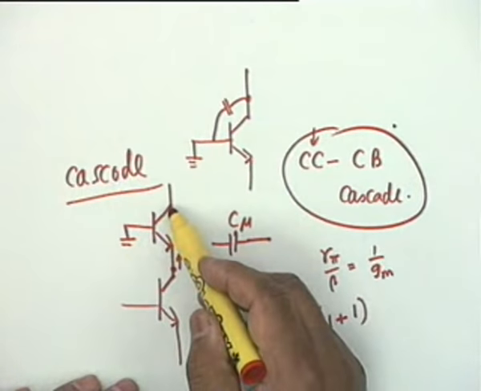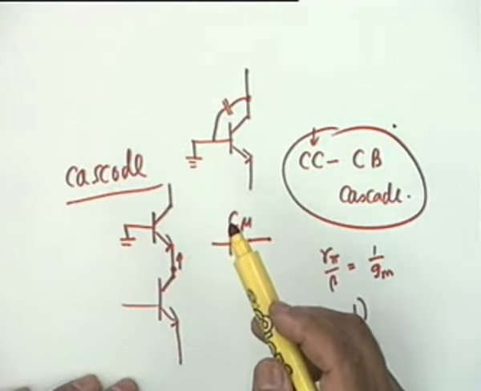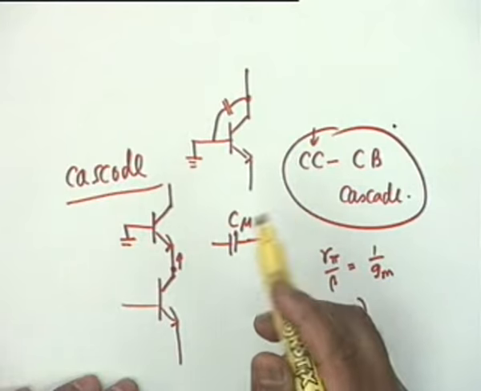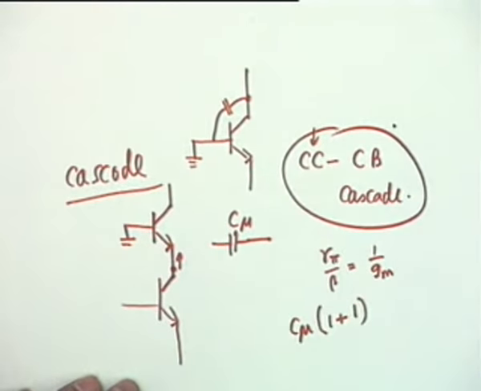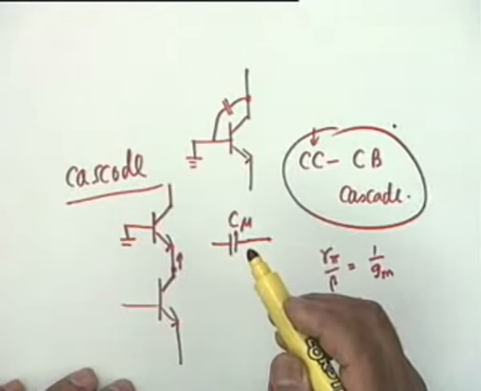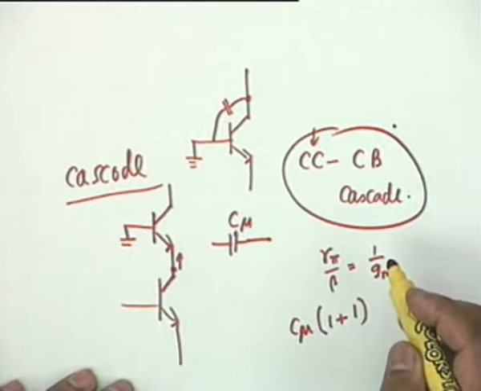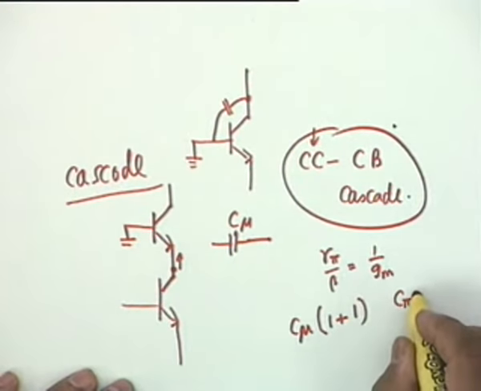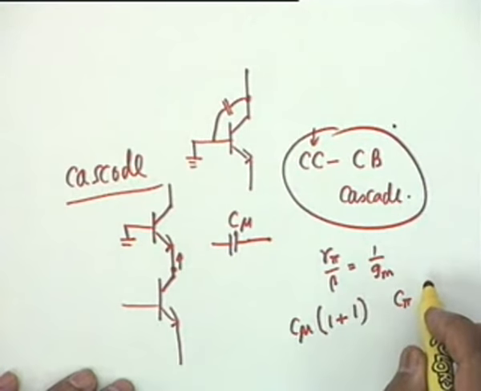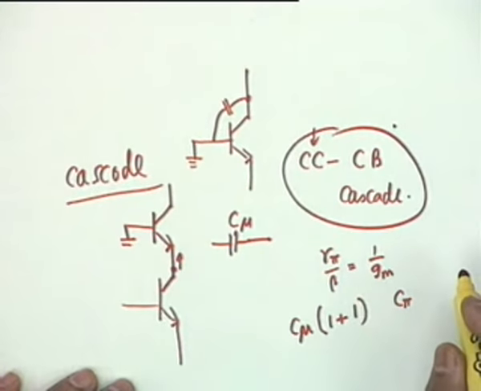What about the other one? What about this one? What is the effect of C mu? This is a common base, and therefore it comes in parallel with the load. But in this case, the upper transistor also has capacitances. Which one? C pi? Okay. And C mu. C pi comes as C pi divided by, yes, into beta.